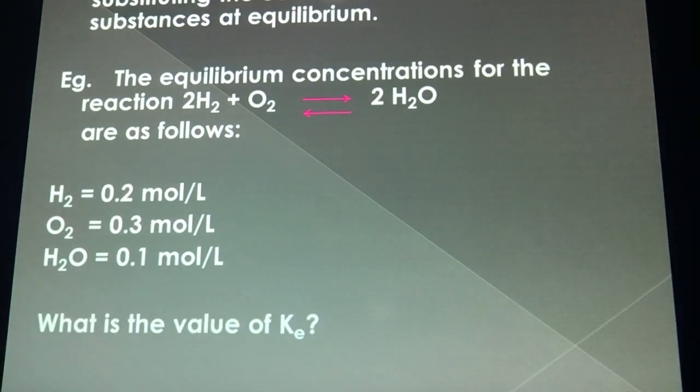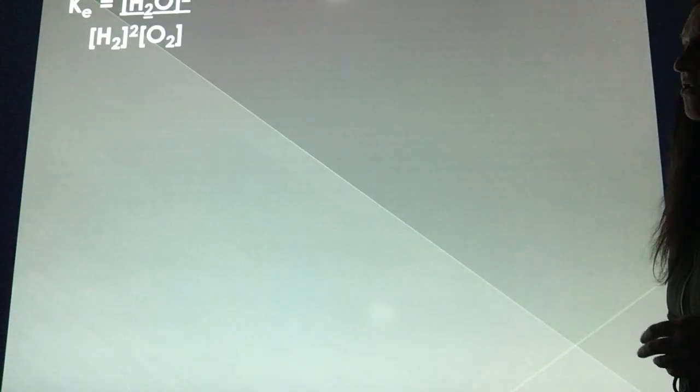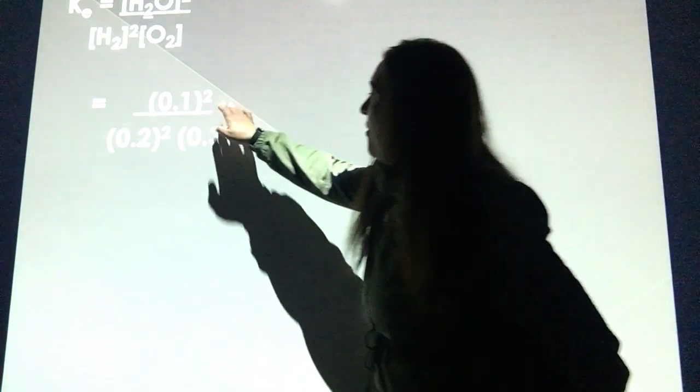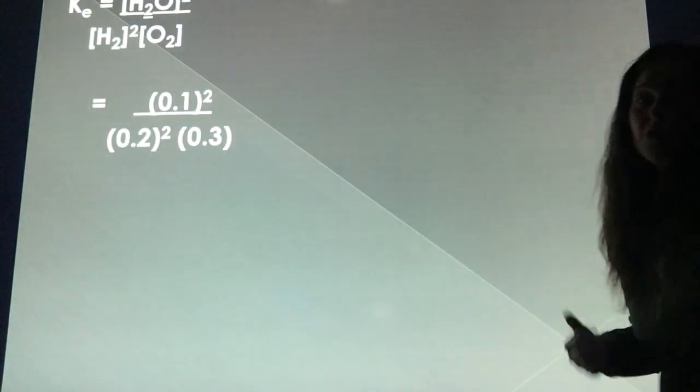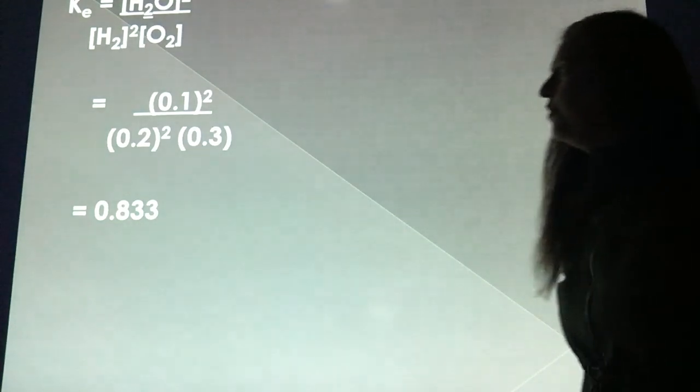Okay, so what is the value of Ke? On the other slide, I showed you how to get the Ke equation. I think it's a little bit high, but you've got the notes. [H2O]^2 over [H2]^2 [O2]. Those are the values I told you, their equilibrium concentrations. You are allowed a calculator. This isn't pre-cal math. So you insert, calculate, and hopefully you get the number 0.833.